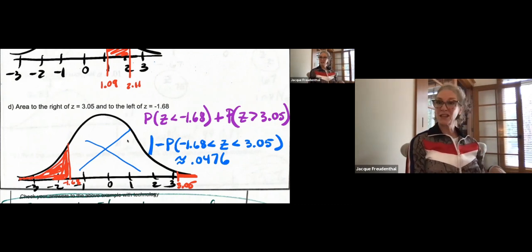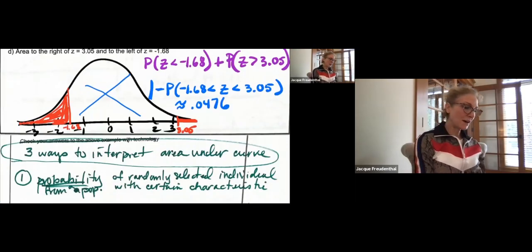So that's a way you could use the complement, where the total area under the curve is 1 or 100%. And if I subtract out the middle, I end up with those tail ends. That would be more efficient. Okay, can we move on?